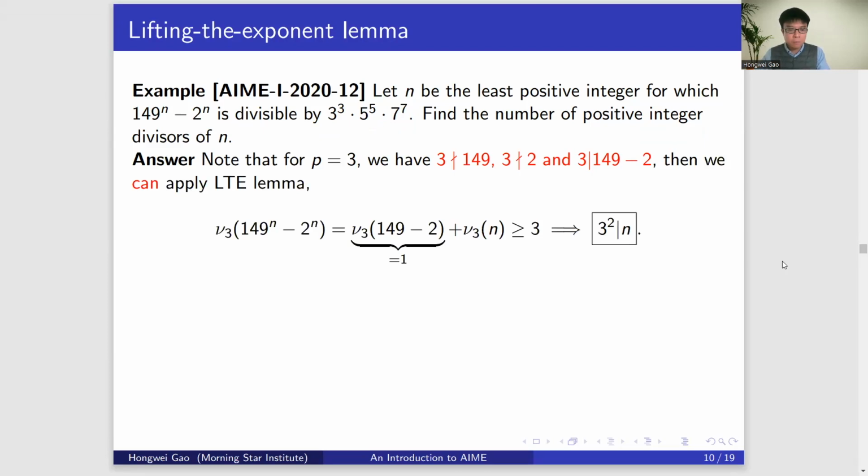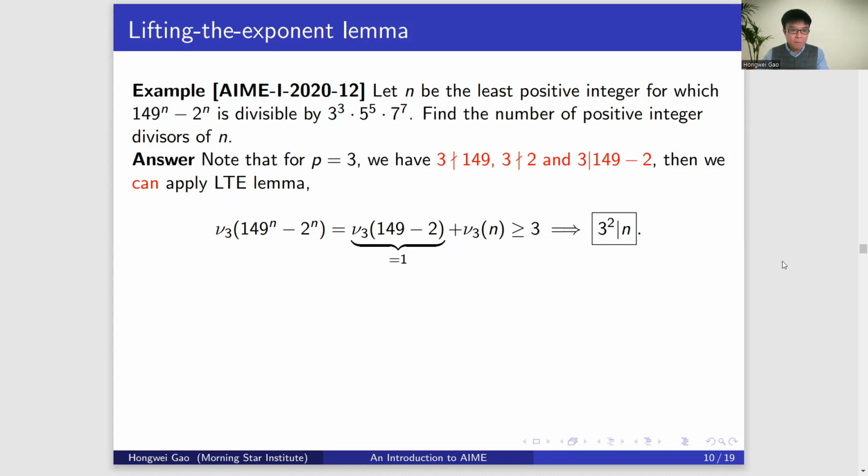Here is the expression. The highest power of 3 in 149 to the nth power minus 2 to the nth power equals the highest power of 3 in 149 minus 2, which is 1, plus the highest power of 3 in n. It should be at least 3. That means the highest power of 3 in n should be at least 2. So the conclusion is the number n must be divisible by 3 squared, which is 9.